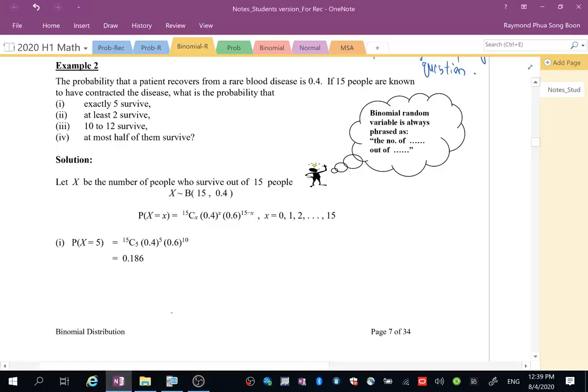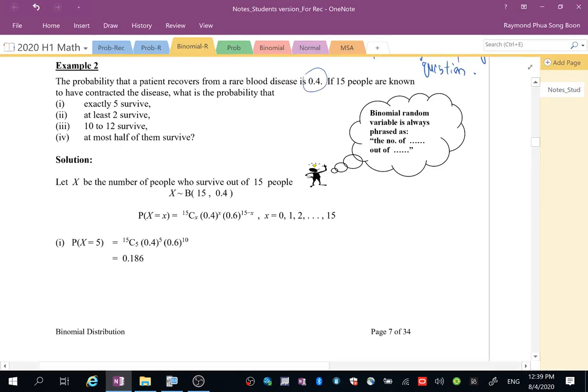Okay, let's look at example 2 of your binomial distribution notes. You've learned that in a binomial distribution, you will have two parameters, and the two parameters are n and p. So from the question, you will need to pluck out these two parameters, their values.